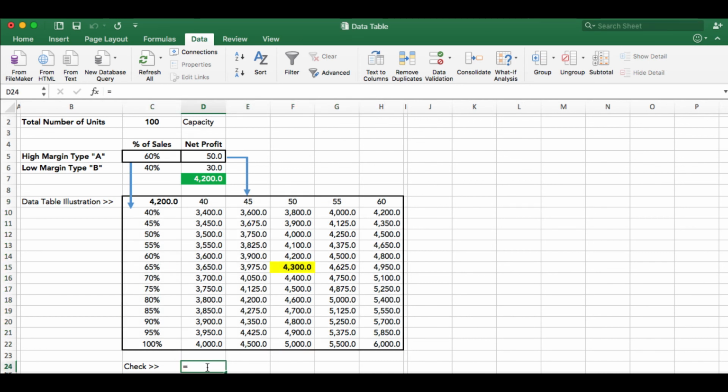So let's say you're selling 65% of them at $50, and the rest of 35%, because 100 minus 65 is the 35%, you're selling it at $30. And what you get as output is this $4,300.